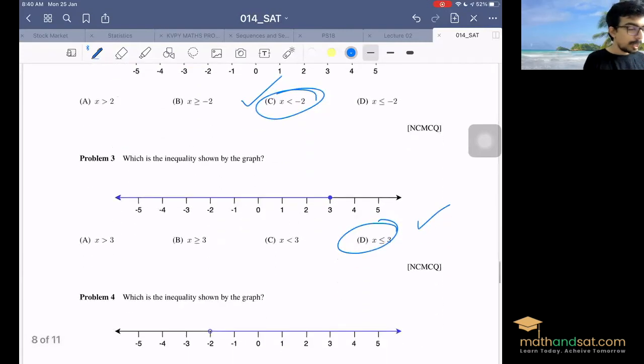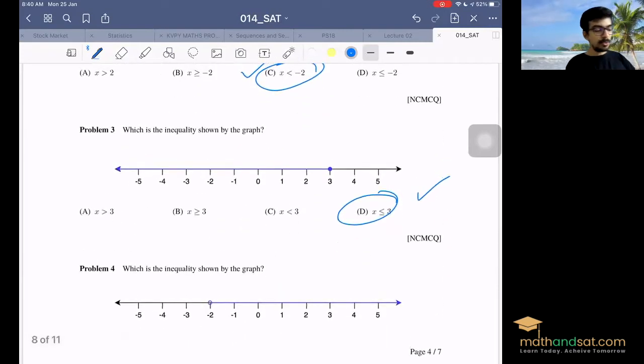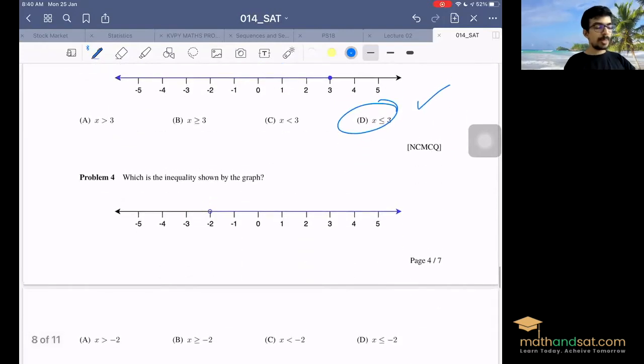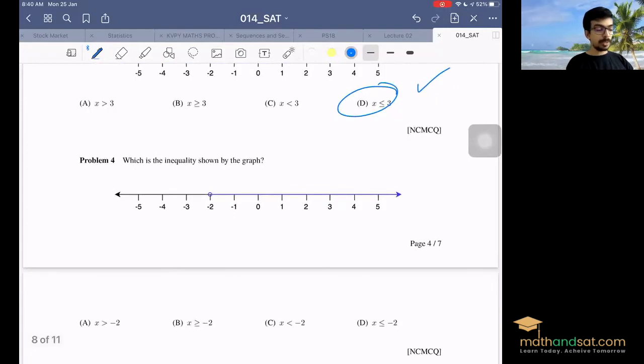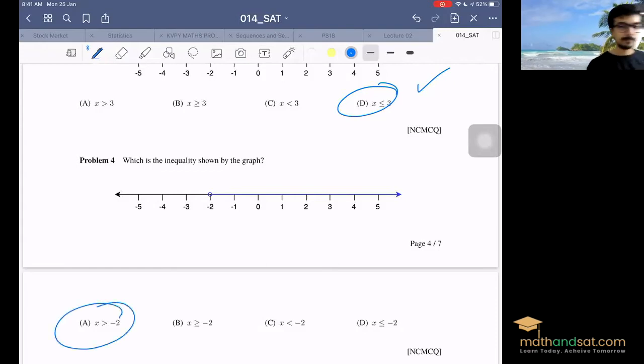Cool. Which is the inequality shown by the graph? So we have minus 2 and all numbers to the right side of minus 2. But minus 2 is not included. All numbers to the right side of minus 2 are all numbers greater than minus 2. All numbers on the right side of minus 2 will be greater than minus 2. So greater than minus 2. Got it? The right side represents the numbers greater than minus 2.